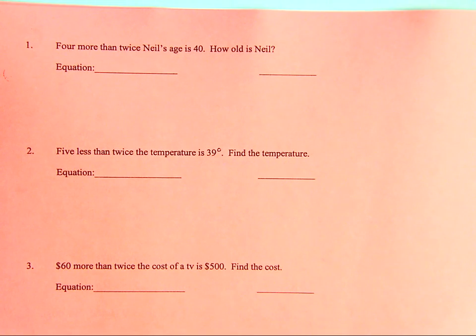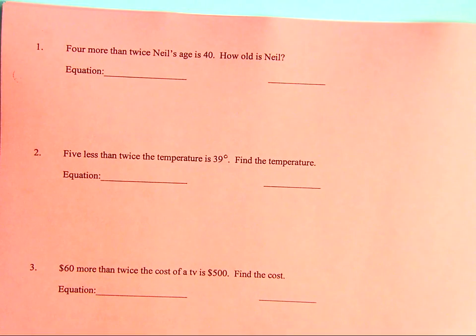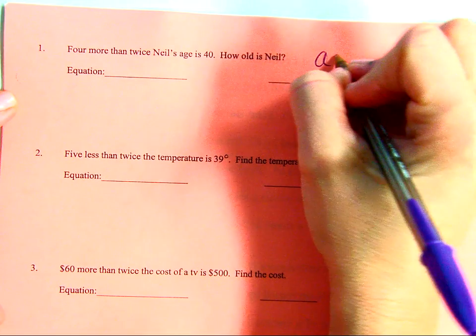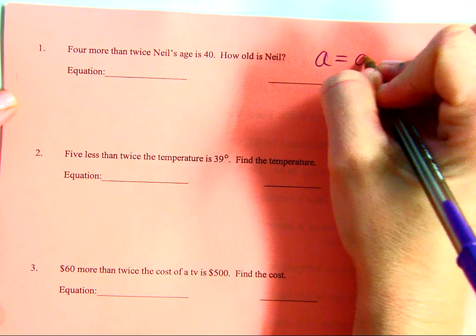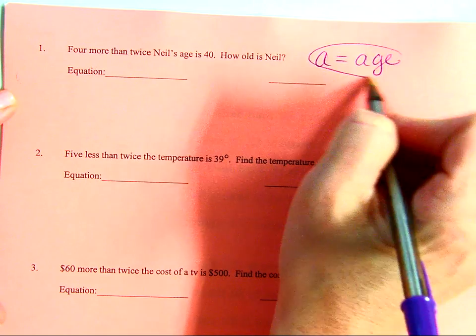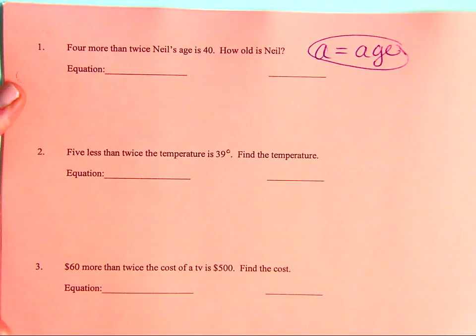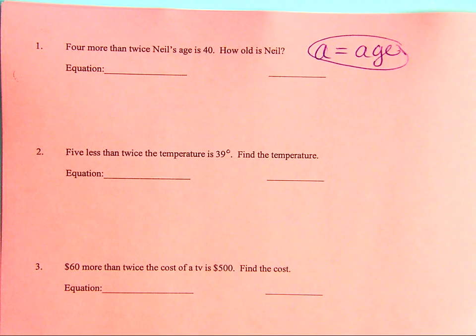So if you know all that information, you can do some fancy undoing to figure out how old Neil is, right? So the first thing you're going to do is pick a variable. Usually when we're talking about how old is somebody, I use A for age. If you want to use N for Neil, you can. I'm just going to let A equal age. I need you to put that up there, because what you're telling me is that every time you write A, you're talking about Neil's age, which we don't know yet, but we're going to find out, right?